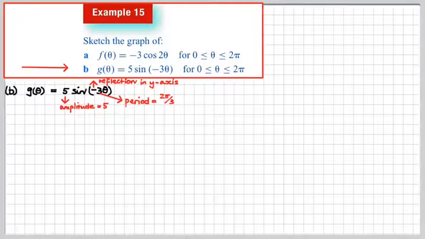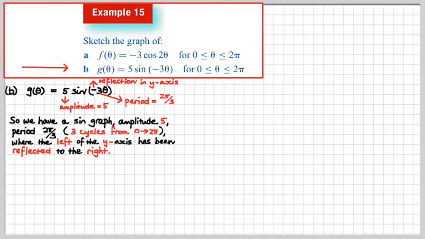So we have a sine graph, amplitude 5. 3 cycles from 0 to 2 pi, where the left, now this is the interesting bit here, where the left of the y-axis has been reflected to the right. Okay, the left of the y-axis has been reflected to the right.